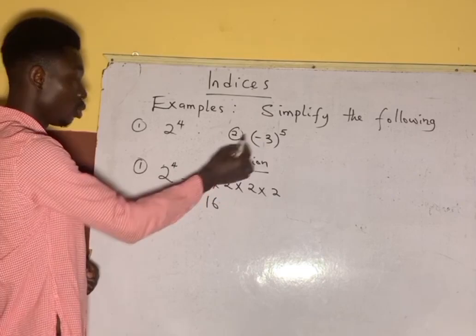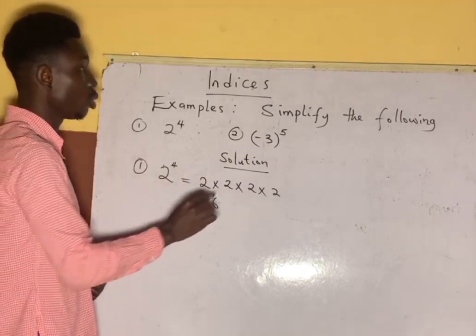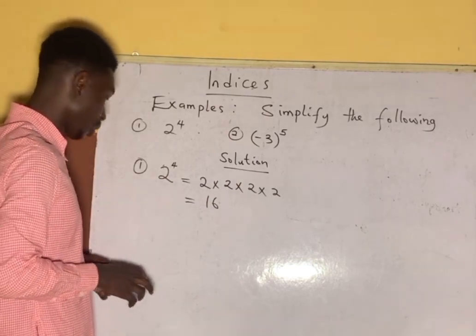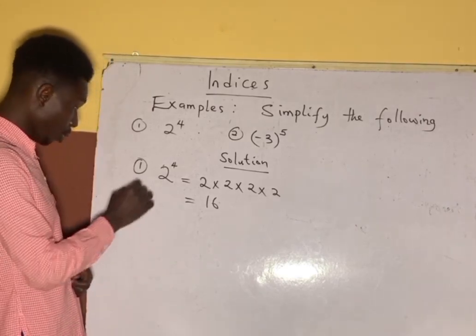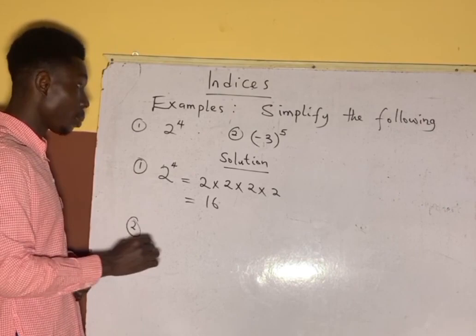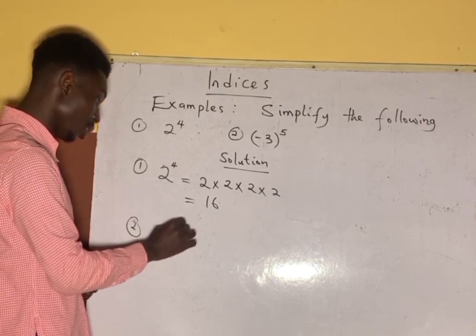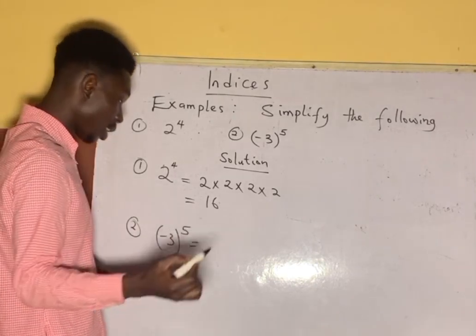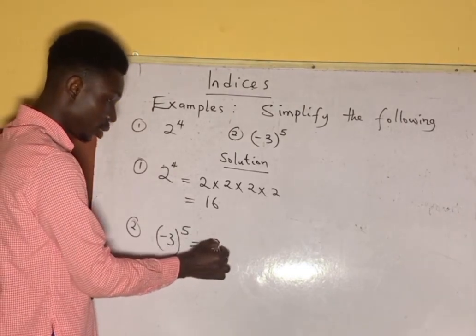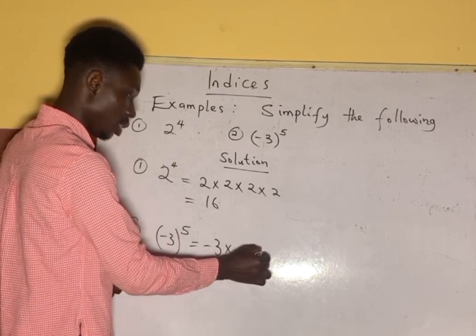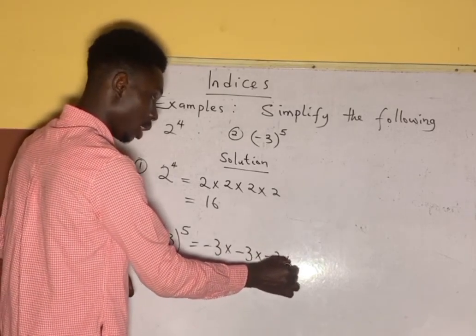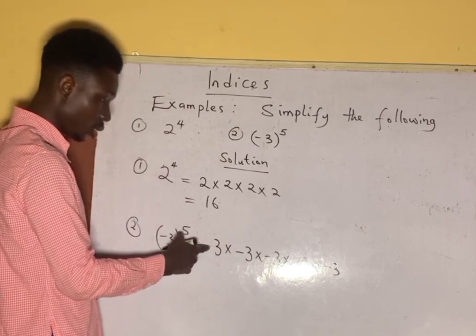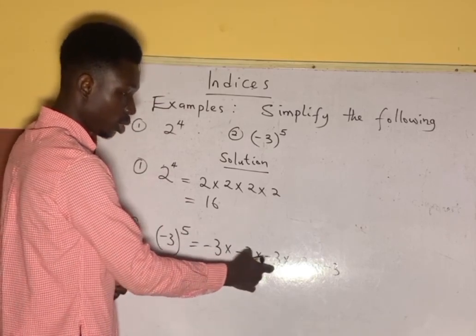I know many students do find it difficult when it comes to simplifying negative bases in index form. But let's see. Number 2 is minus 3 raised to the power of 5. So it means minus 3 multiplying itself 5 times. So we have minus 3 times minus 3 times minus 3 times minus 3 times minus 3. So this gives 1, 2, 3, 4, 5.